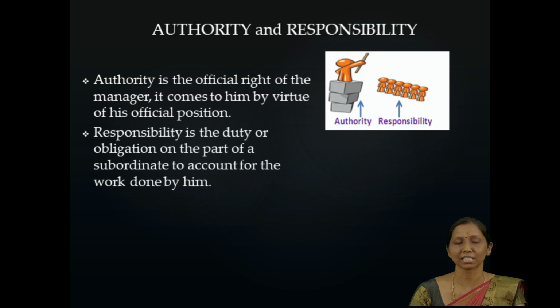The next one is authority and responsibility. What do you mean by authority? Authority is the official right of the person. It comes by virtue of a position. For example, if a person is appointed as a manager in the organization, because of his position, he gets some authority. That is authority as a manager. So that is called authority.